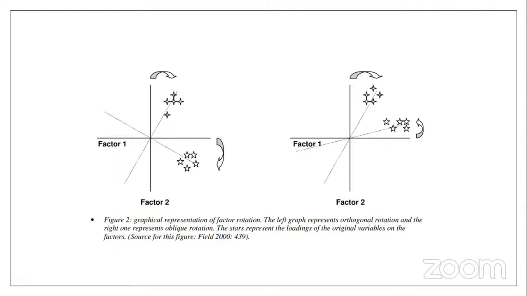On the other hand, the picture on the right-hand side is the oblique rotation. In oblique rotation, it is possible that these two sets of variables can be correlated among each other. You can see these two clusters of stars are lying on the same quadrant, meaning that they are supposed to be correlated among each other, and it is accepted.